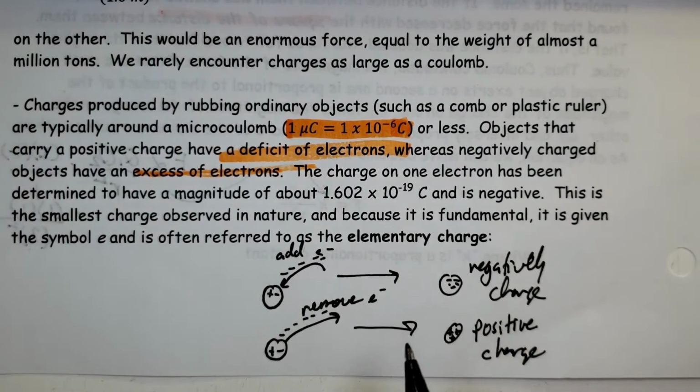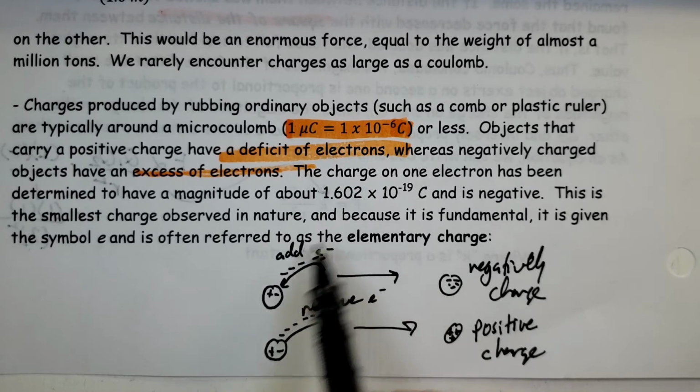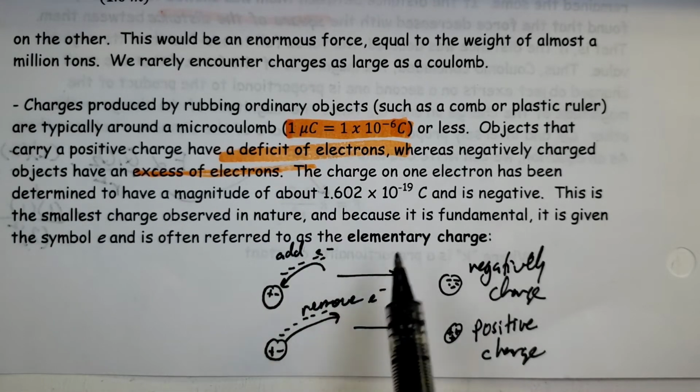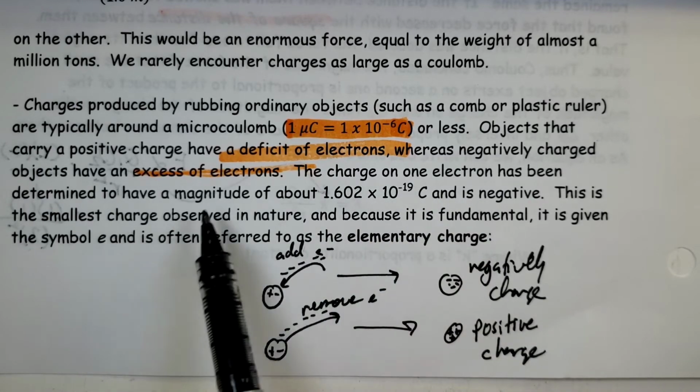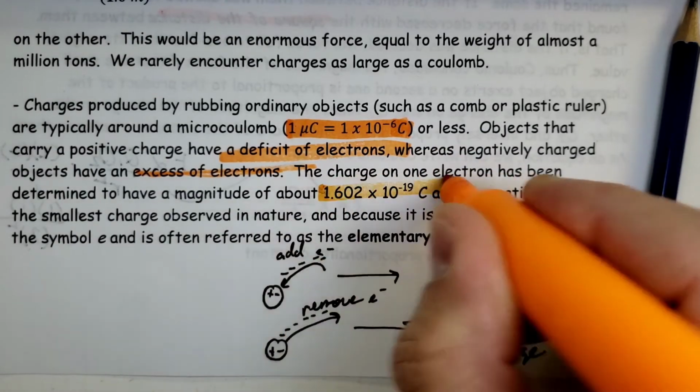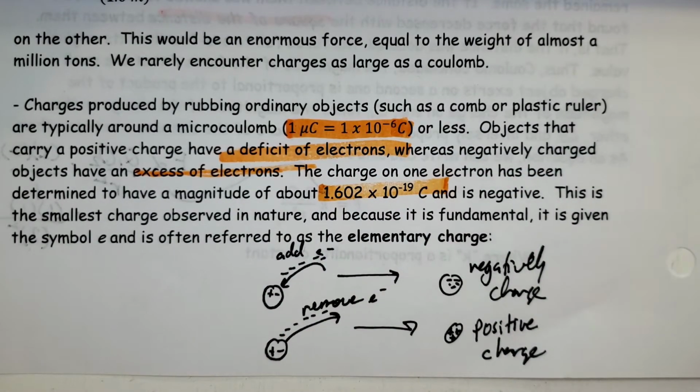So in terms of making something positively charged, you have to remove the electrons, and that leaves positive charges behind. Whereas if you want it to be negative, you add an electron. So it's always in terms of electrons, whether you have excess electrons added on, or a deficit of electrons because you remove them. The charge on 1 electron has been determined to have a magnitude of 1.602 times 10 to the minus 19 coulombs. So that is what 1 electron or 1 proton would be in terms of coulombs.